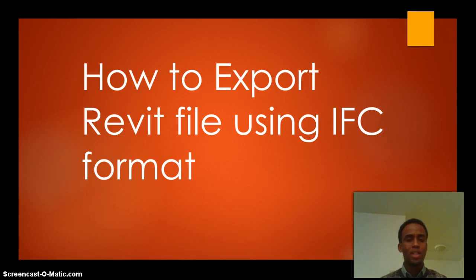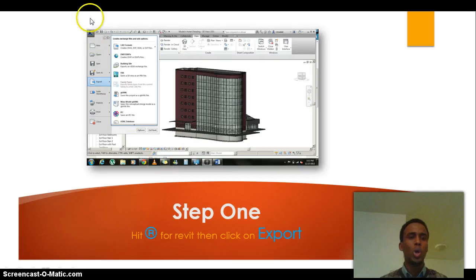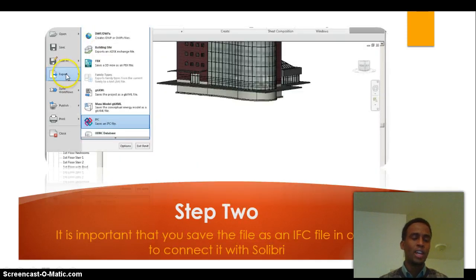Now I will talk briefly about how to export a Revit file using the IFC file format in order to be able to use that same file in Solibri Model Checker. The first step is to go to R on the top of your Revit architecture. Click on that and then hit export, and you will see this drop down list of options in which you have to choose IFC file format.